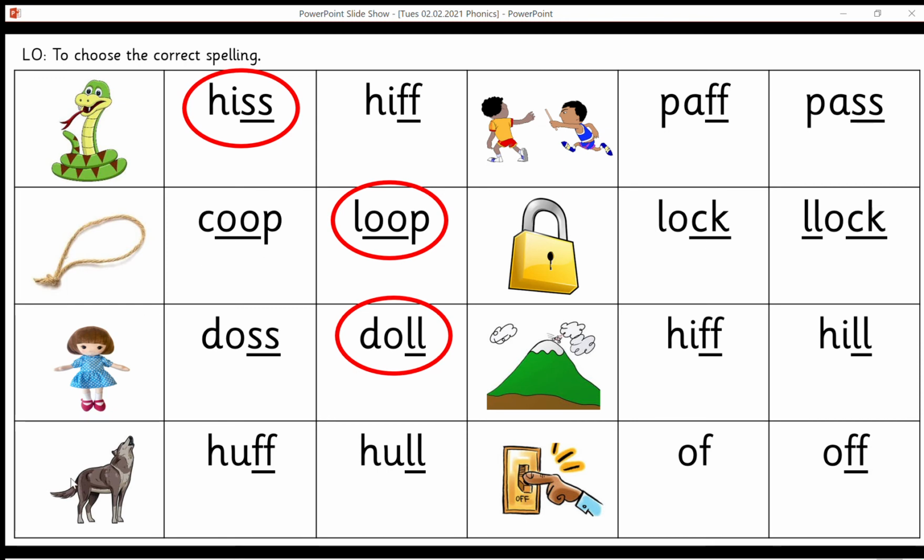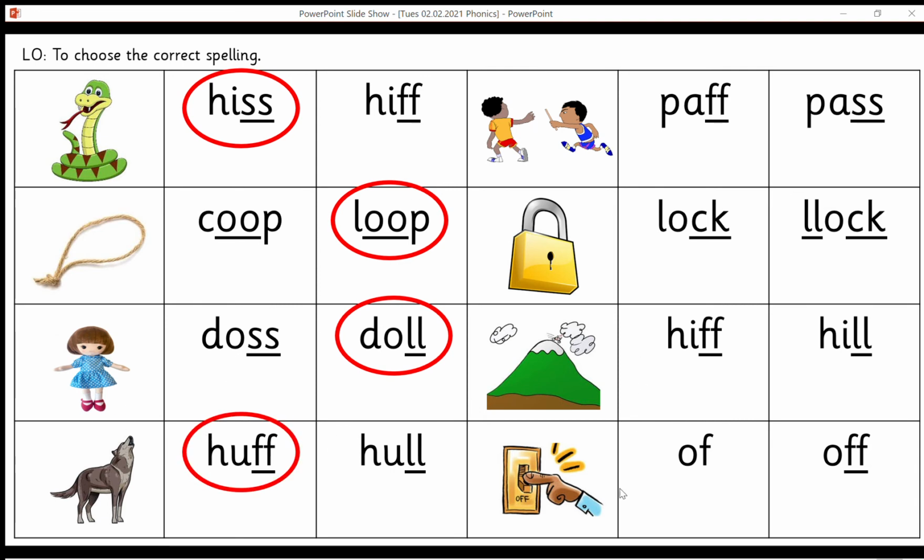Good job. Okay. Now look at this picture. What word do you think matches this picture? Of course, it's huff, isn't it? The wolf. Huff and puff and blows the house down. Okay, let's get ready to read. H-u-f, huff, or h-u-l, hull. Huff or hull. Which one do you think it is? Can you point to it? Let's see if you're right. Good job. Of course it is. It's huff, isn't it?